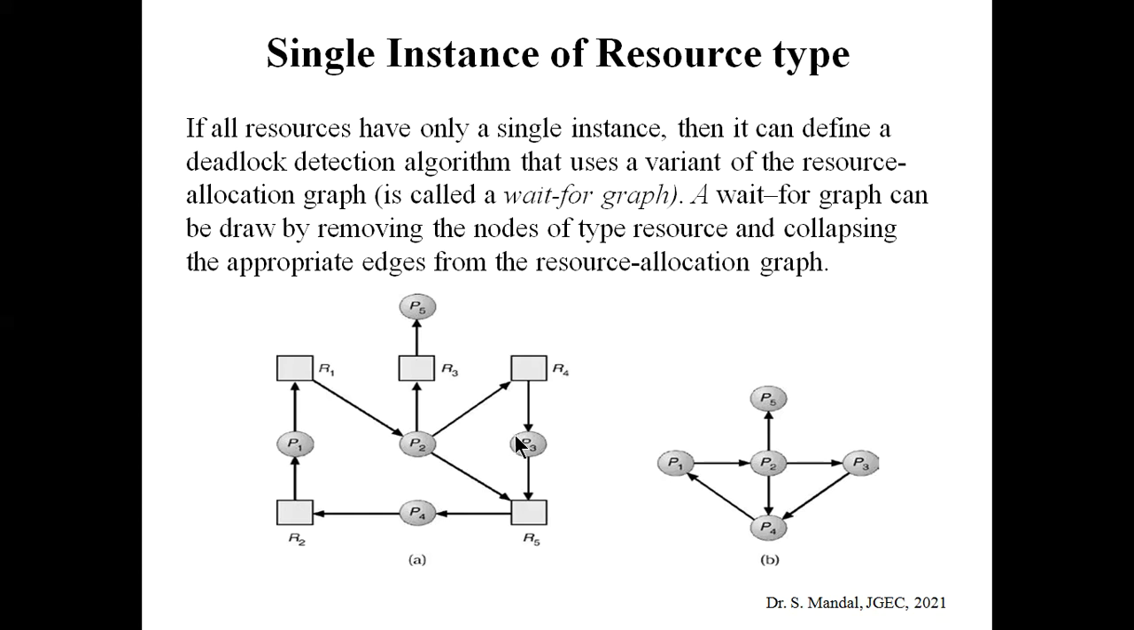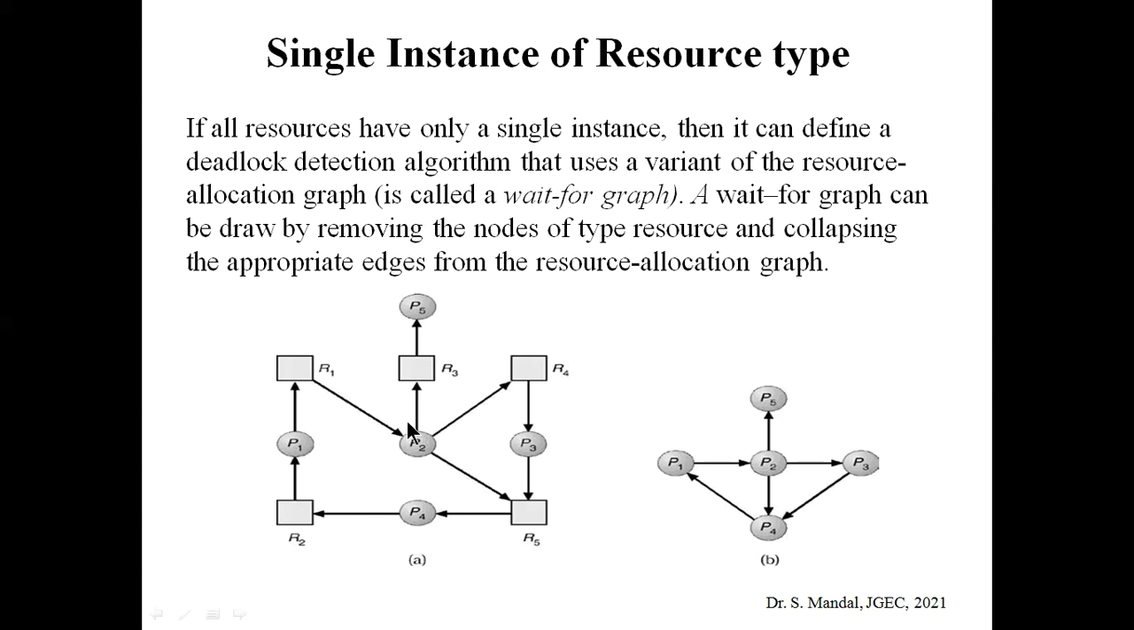So for these particular cases, we define a deadlock detection algorithm that uses a variant of the resource allocation graph, which is known as the wait-for graph. So how can we get the wait-for graph? Basically, a wait-for graph can be drawn by simply removing the nodes for resources and collapsing the appropriate edges from the resource allocation graph.